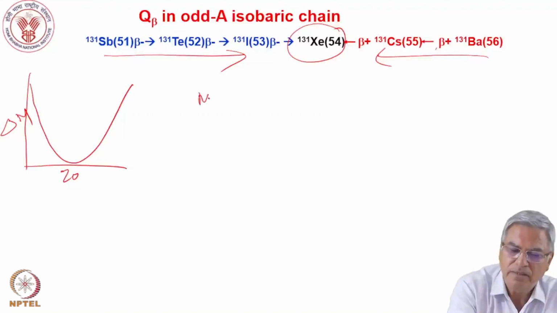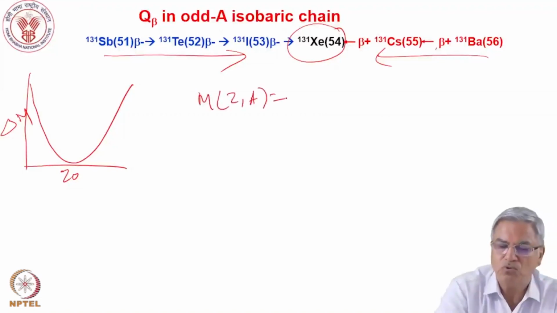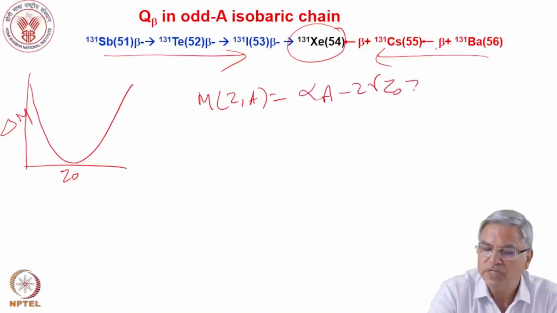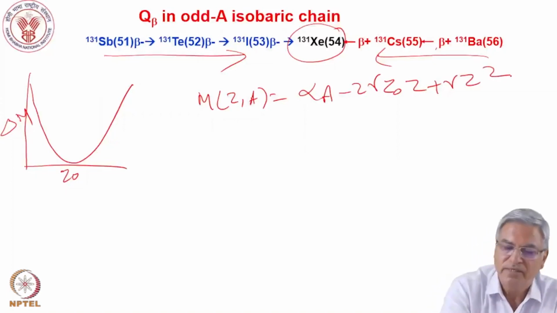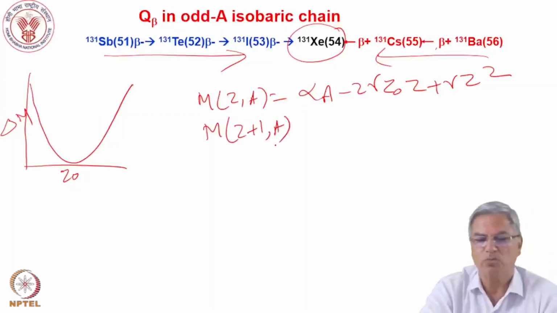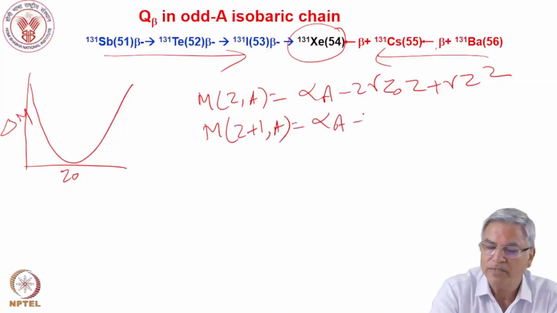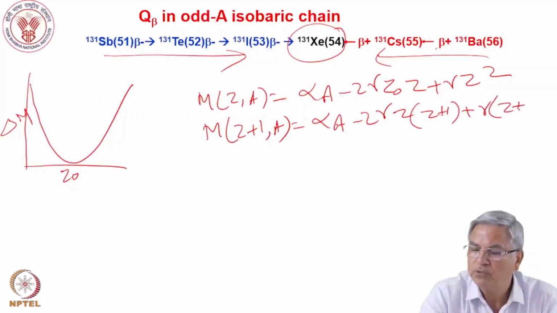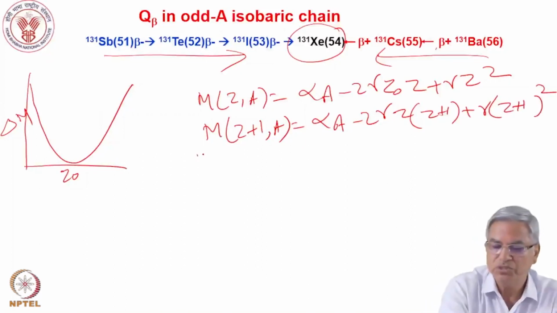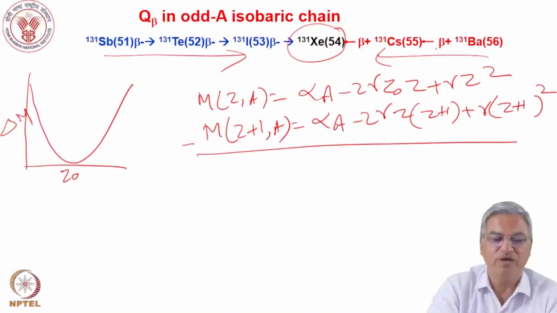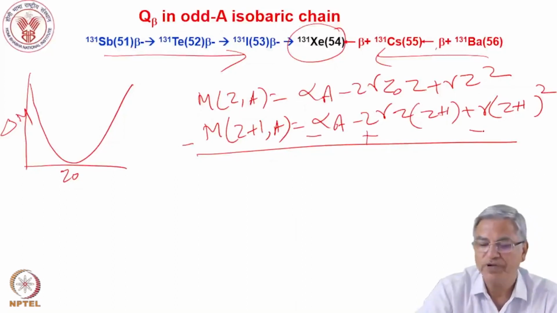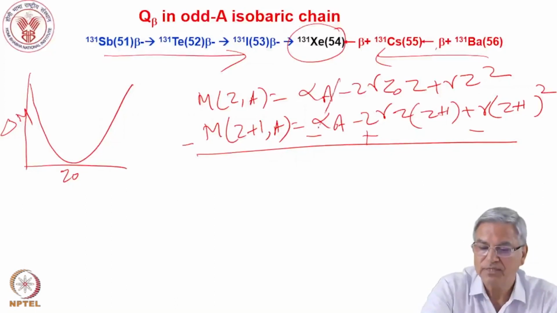So we write M(Z, A) equal to alpha A minus 2 gamma Z0 Z plus gamma Z square. And now you have the next isobar, M(Z plus 1, A), equal to alpha A minus 2 gamma Z0 (Z plus 1) plus gamma (Z plus 1) square. So this is the delta M value for adjacent isobars, that is, we are trying to find the Q beta for a beta decay. The alpha A term will get cancelled out.